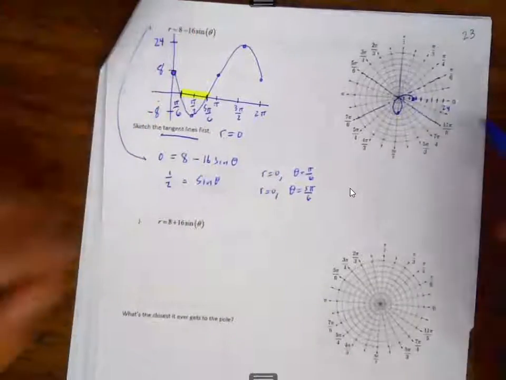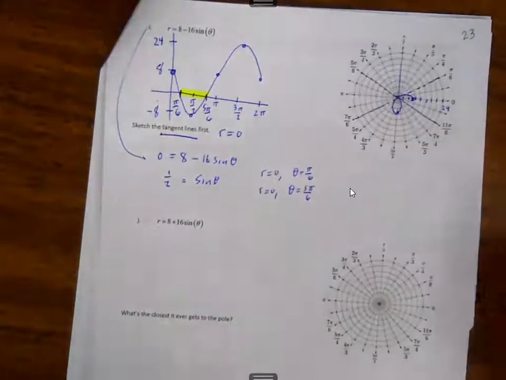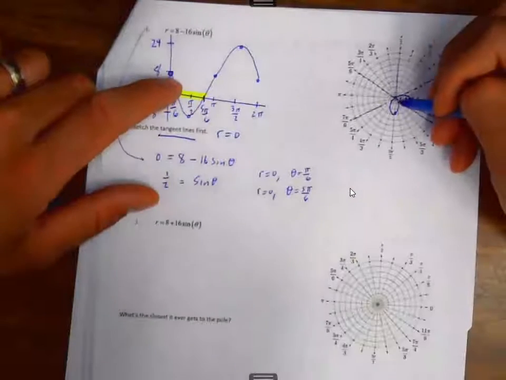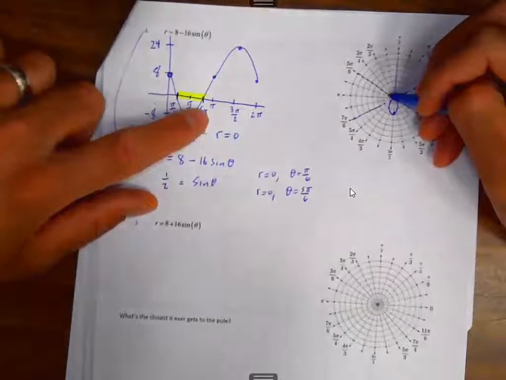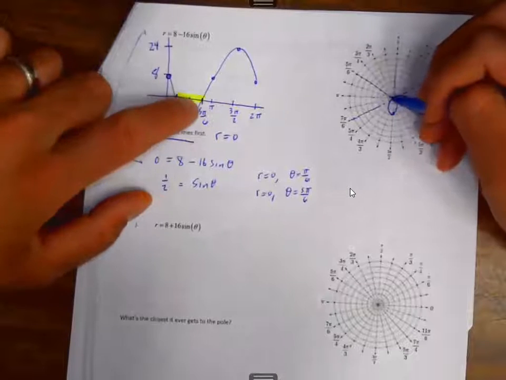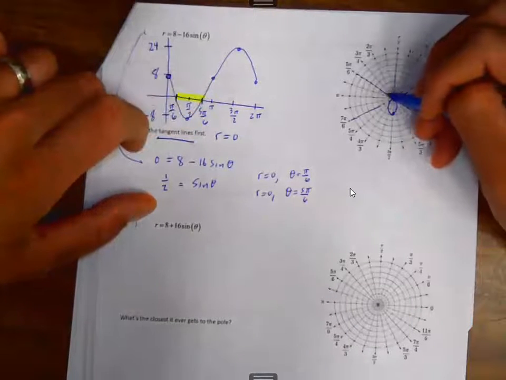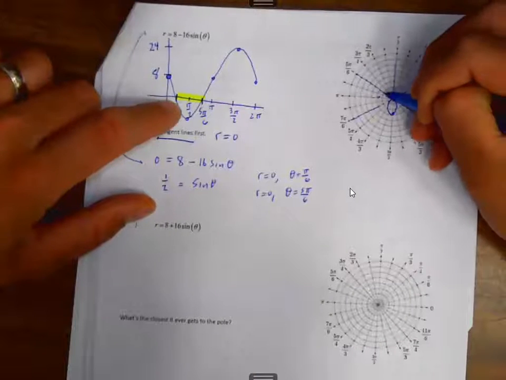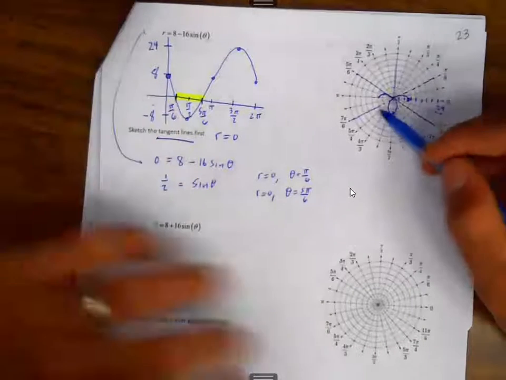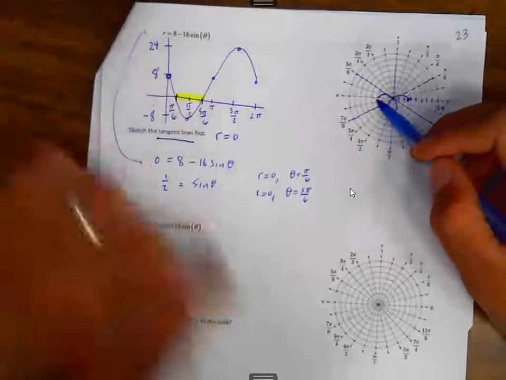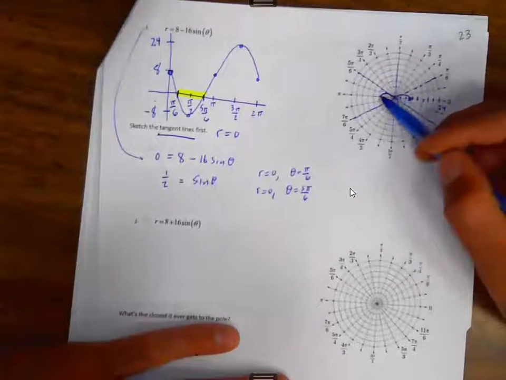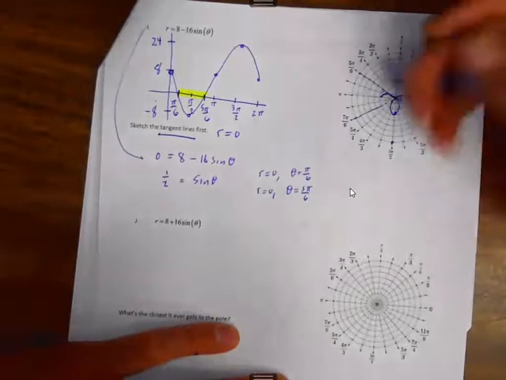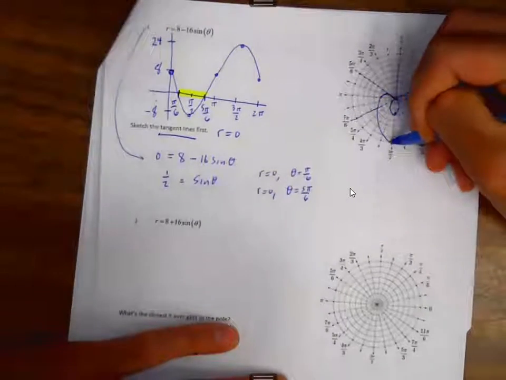All right, so now we just rotated from pi over 2 to 5 pi over 6. And now from 5 pi over 6 to pi, r is going to get bigger from 0 to 8. So 3, 6, 9, that'll be right there. And then from pi to 3 pi over 2, r is going to grow from 8 to 24. So as we rotate from pi to 3 pi over 2, r is getting bigger. So we're getting farther away from the pole.